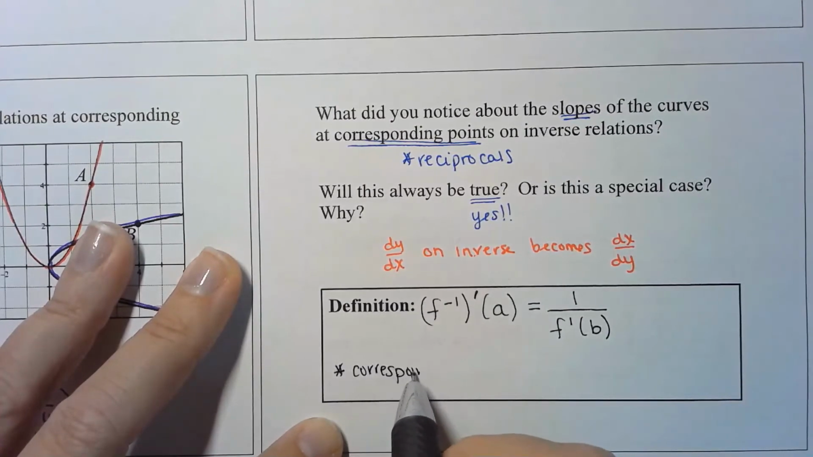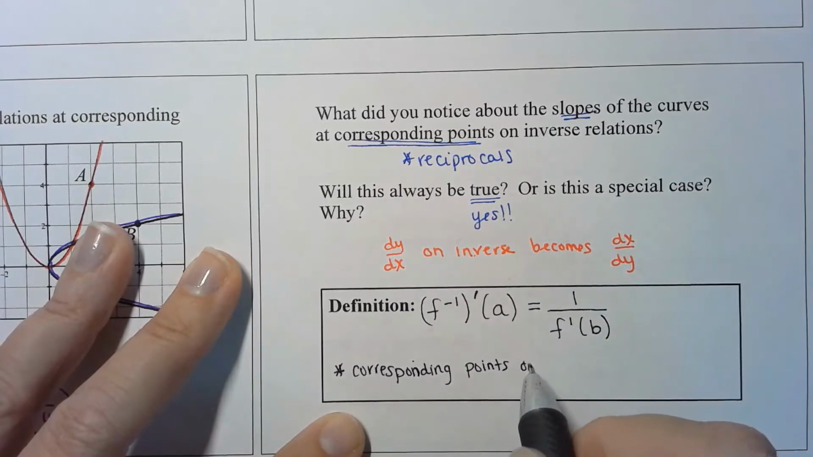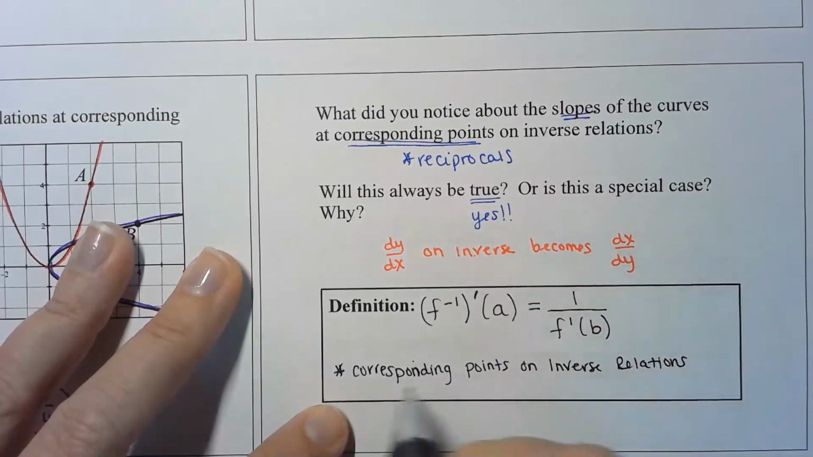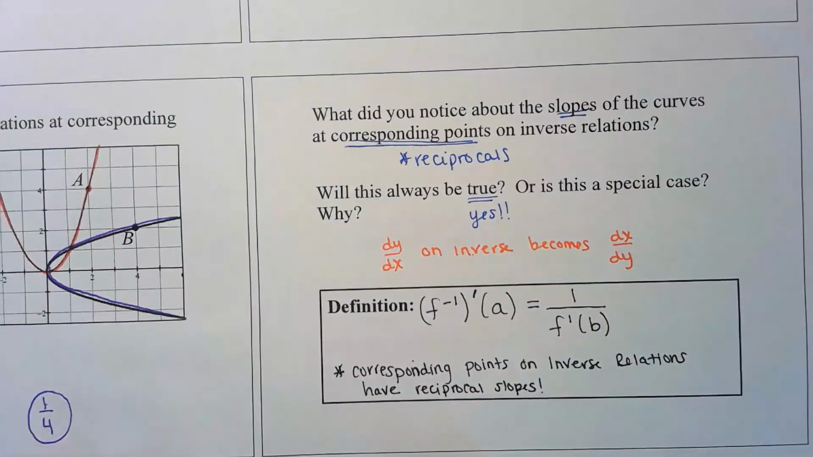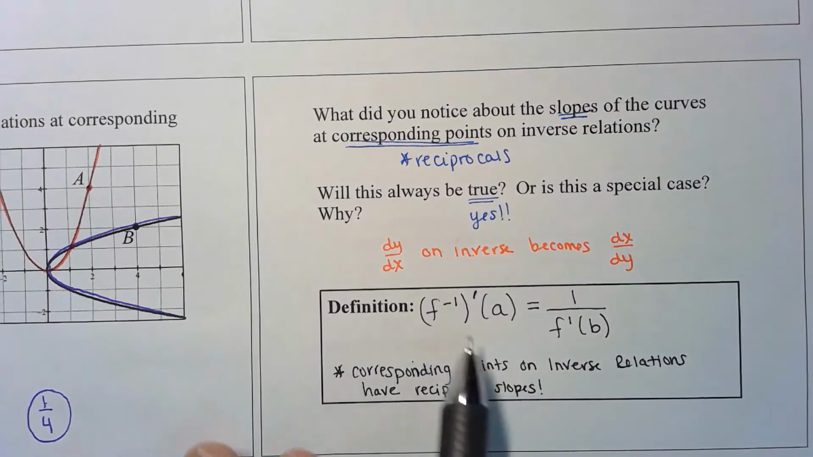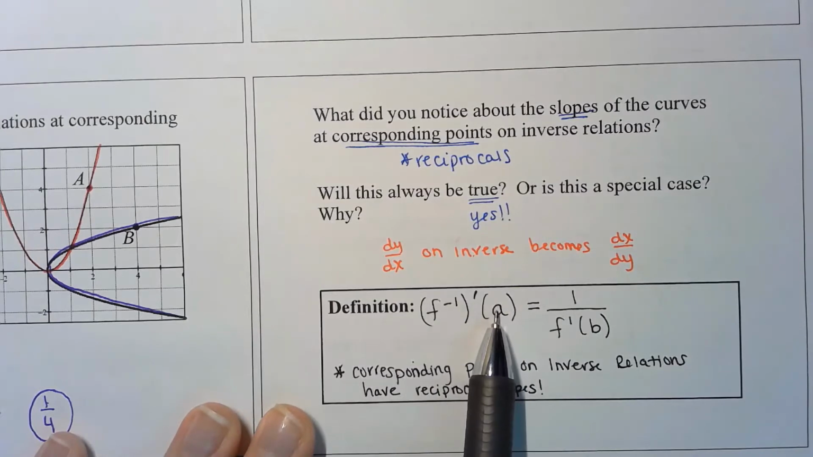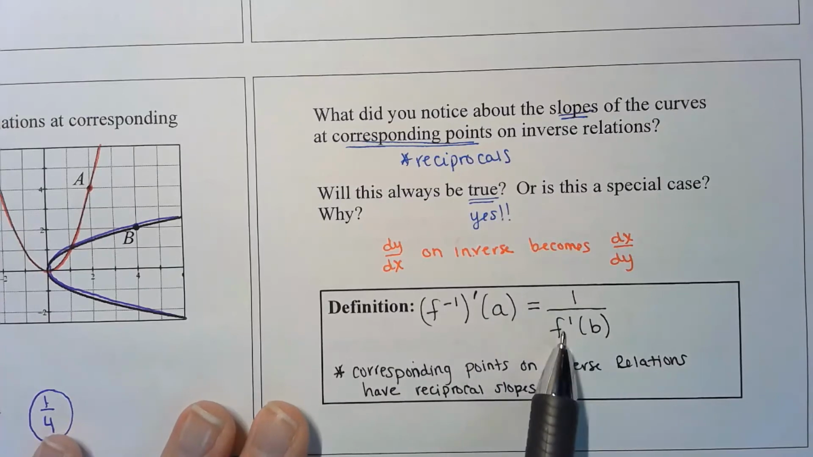Corresponding points on inverse relations have reciprocal slopes. Maybe that's what we should memorize. Okay. This is a little bit overwhelming, but it's saying if you want the slope on the inverse at A, then you're actually going to need the y-coordinate on the original and find the slope there, make it a reciprocal.